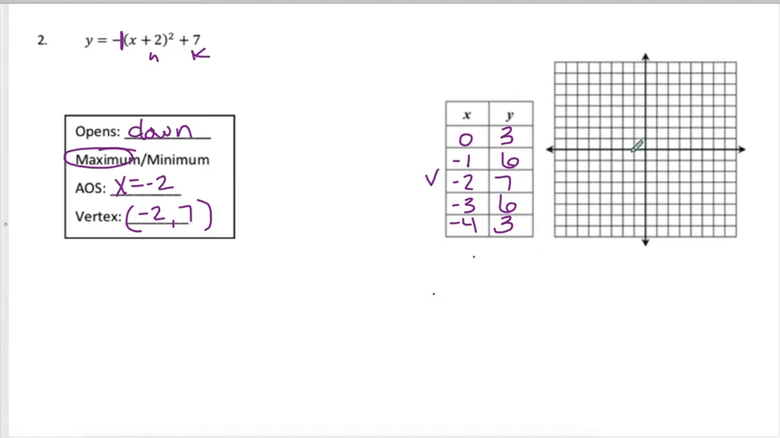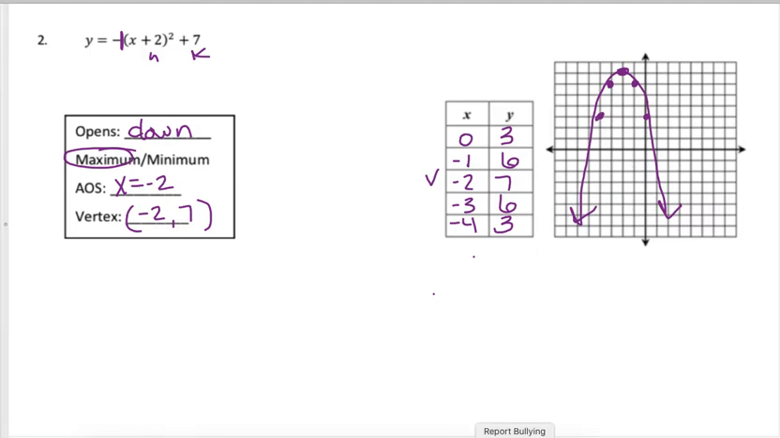All right, so then when I'm plotting, I'm going to go -2 and up 7. 1, 2, 3, 4, 5, 6, 7. There's my big point here. And then we have -1, 6. There's my -3, 6. -4 and 0, 3. 1, 2, 3, 4. And draw it in, opening down, just like I said.